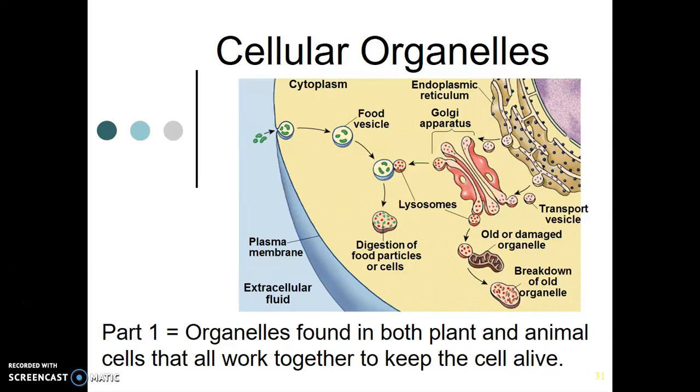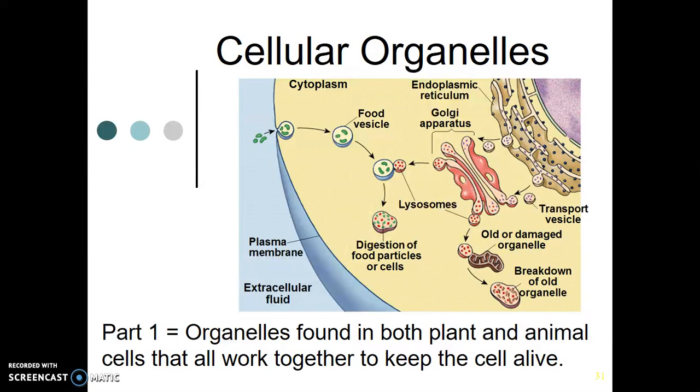Now that we know that there are two major groupings of cells, the prokaryotes and the eukaryotes, we're going to start talking about all the little bits and pieces that are found inside of eukaryotes. Okay? Remember that prokaryotes came first. They're very, very simple, very, very small, and they do not have a nucleus, and they do not have all the little bits and pieces known as membrane-bound organelles.